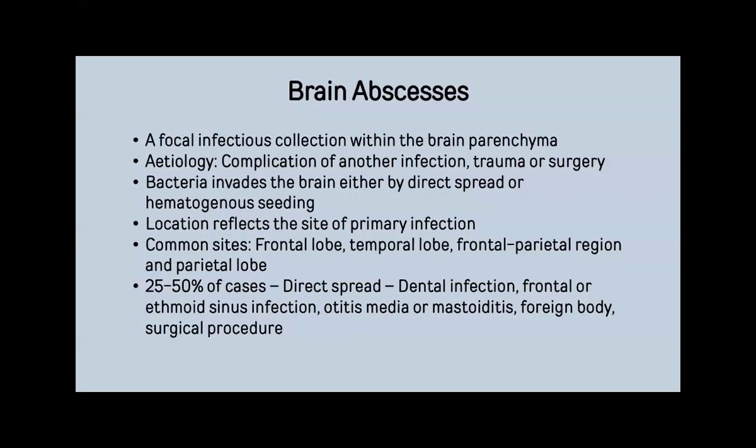Brain abscesses. A brain abscess is a focal infectious collection within the brain parenchyma. It's a complication of another infection due to trauma or surgery. The bacteria invades the brain either by direct spread or hematogenous seeding. Location reflects the site of primary infection. Common sites are the frontal lobe, temporal lobe, frontoparietal region, or the parietal lobe. 25 to 50% of cases happen by direct spread due to dental infection, frontal or ethmoid sinus infection, otitis media or mastoiditis, foreign body, or surgical procedures.